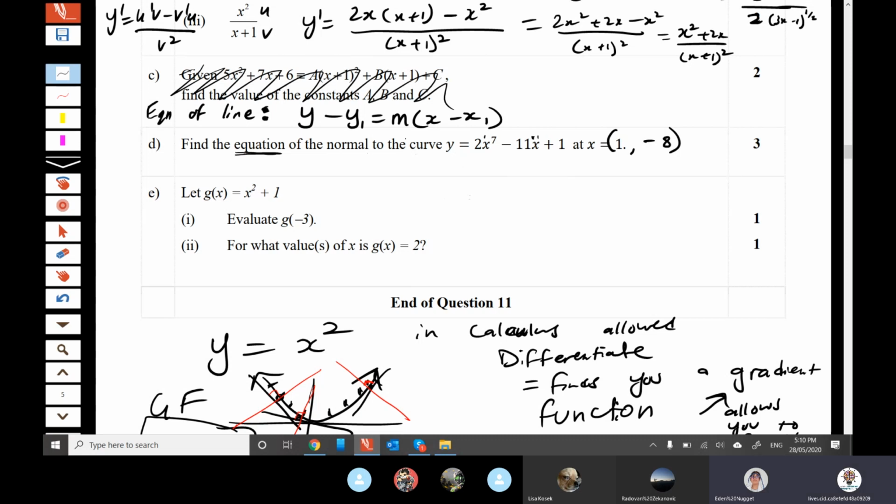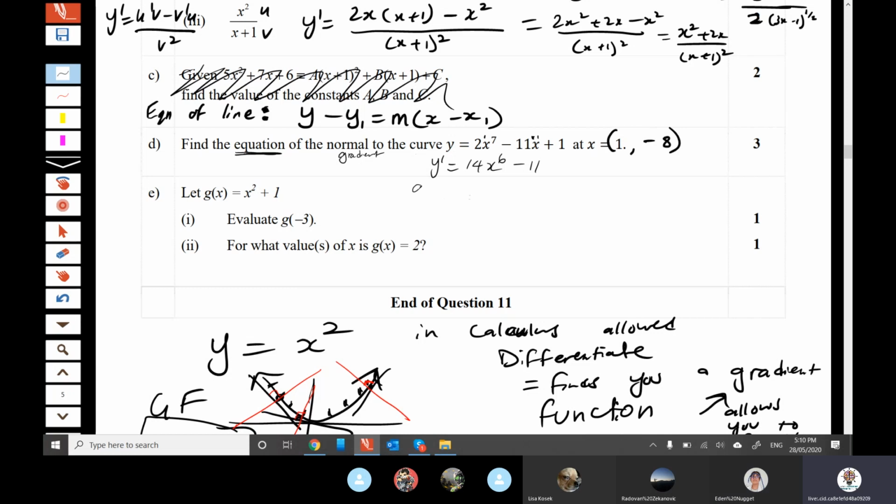Okay, then the next bit we learned is to find the gradient of my normal. To do that, I have to differentiate, which gives 14x to the power of 6, take away 11. That is not my gradient. That is my gradient function, which allows me to find the gradient anywhere. Do we get that? Why does that allow you to find the gradient anywhere? Because it's still got x, so it's any x value.